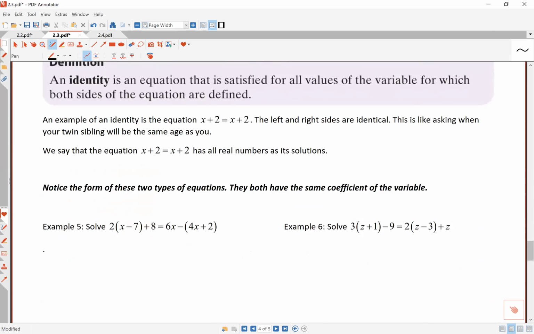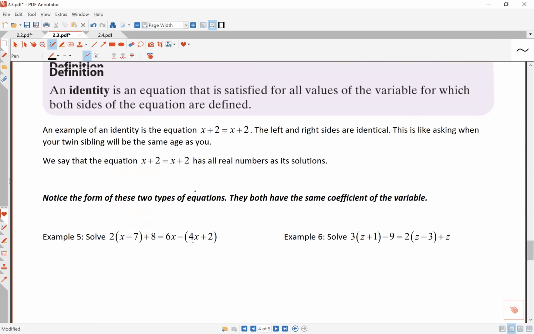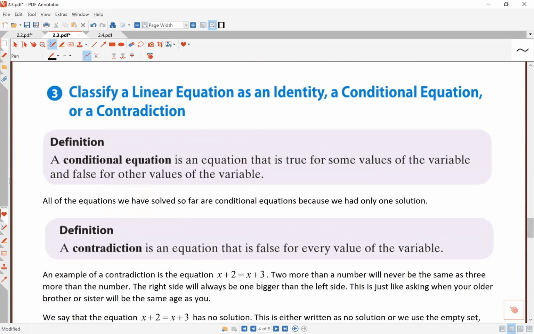Okay, the last idea here is there are some types of equations that you're going to be given that either just can't work at all or work for all real numbers. The types of equations that we were just working with, where we got a solution like x equals 2, this is true under the condition that x is 2. So that's called a conditional equation, one that is true for some values of the variable and false for others.